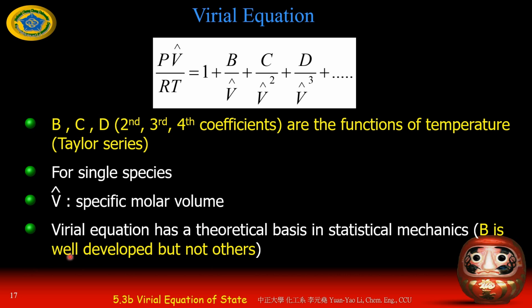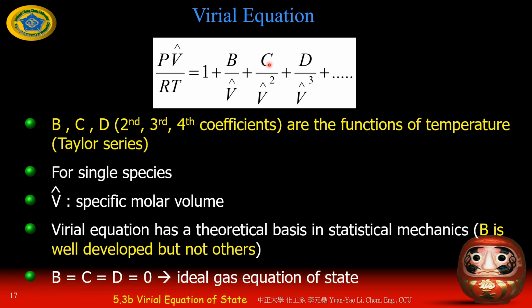The second one, the virial equation has a theoretical base in statistical mechanics. So B has a theoretical basis. There's some meaning of B, but not the others. But C, D are empirical coefficients. Empirical coefficient means that you do an experiment and you get the answer and you try to change C and D to make it match the data you get from the experiment. Okay, this is called an empirical coefficient. But B has a theoretical basis. I'm going to show you what B is.